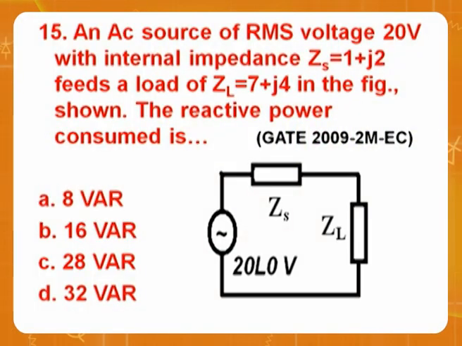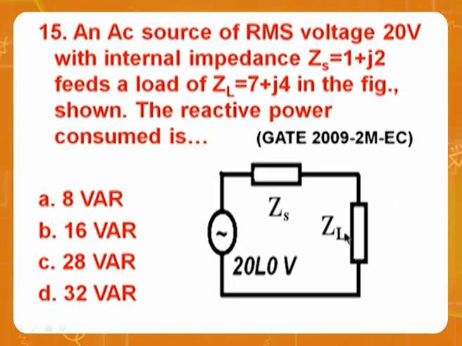Next one, 15. An AC source of RMS voltage 20 with an internal impedance of ZS 1 plus J2 feeds a load impedance of ZL 7 plus J4 in the figure. Calculate the reactive power consumed. This is GATE 2009. As you see, for reactive power, the unit will be volt ampere reactive. So 20 angle 0 is given, ZS is here, ZL is here.